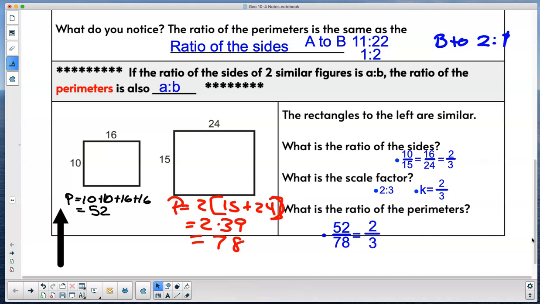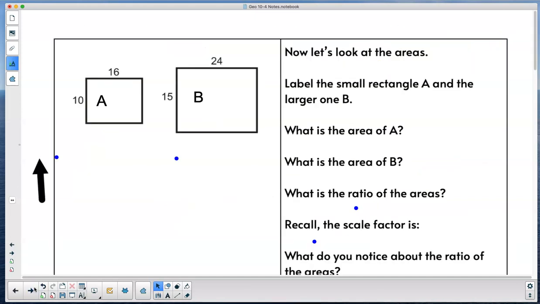Okay, but now what's the ratio of the perimeters? 2 to 3, or I could write it as 2 to 3. Those are the ratios. And keeping in mind, perimeter ratio and side ratio are the same. Now, let's look at areas.